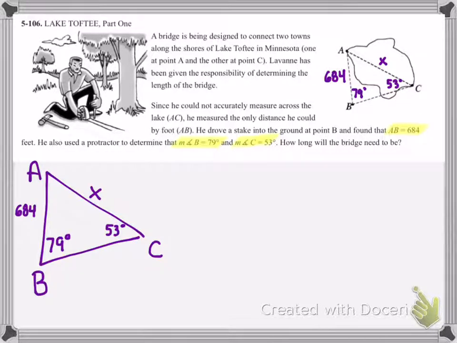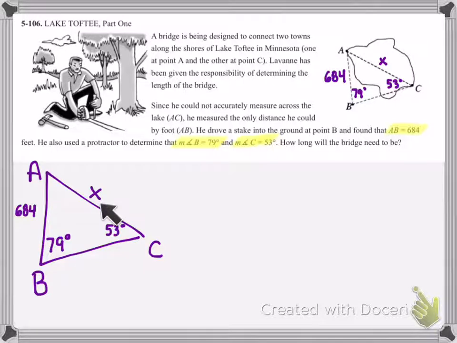So in this problem, we are looking for the distance across the lake, which I've labeled x. We know angle C, 53 degrees, angle B, 79 degrees, and the length of segment AB, which is 684 feet. So what I've done is I've set up the diagram and then set up a larger scale version of the diagram that we can use down here. So let's take a look at what we have. We have an angle, C, and the side opposite that angle, and we have another angle, B, and the side opposite that angle is the one we want to know.